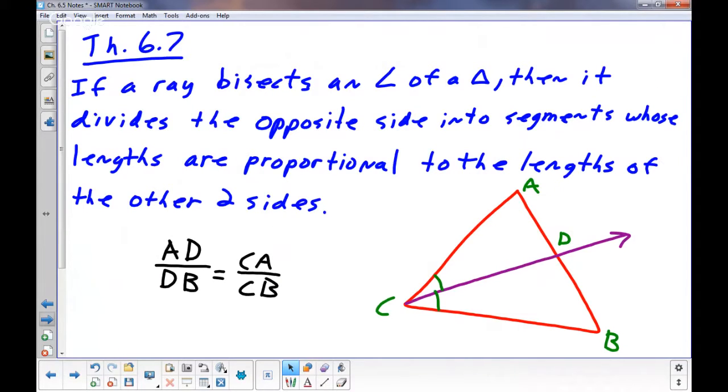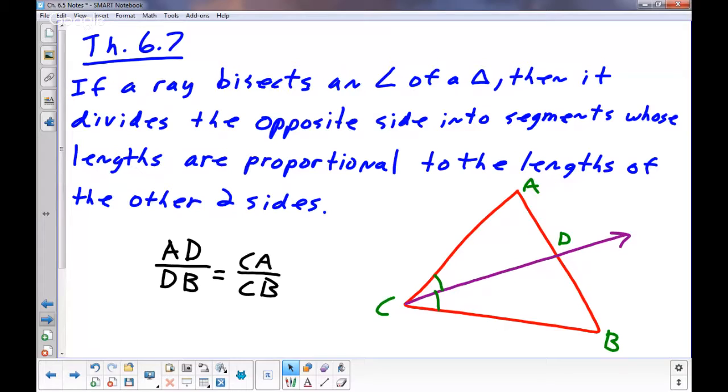And then our fourth theorem, now this one's a little bit trickier to get through because it's not just parts, it's parts and sides. Theorem 6.7 says if a ray bisects an angle of a triangle, so we have an angle bisector and everything that entails, we bisect an angle. So here we have CD bisecting angle C. Then it divides the opposite side. So whatever side it's going through away from the angle it's bisecting, in our case here AB, the lengths of the sections it is cutting are proportional to the sides that are attached to them. So lengths proportional to the lengths of the other two sides.